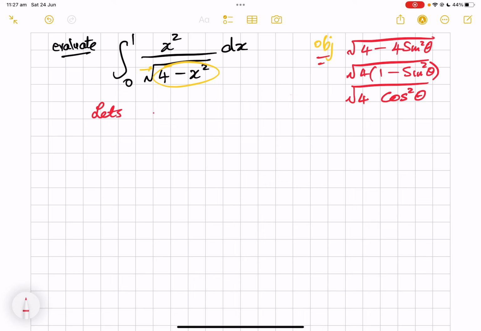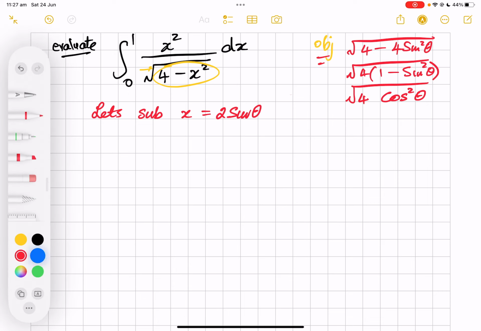So let's substitute our x and replace x with, now to get a 4 sine squared theta, we need that to be a 2 sine theta. Well, that's our first hurdle, to know to replace the x with 2 sine theta. This is going to help us, so let's see what will happen.